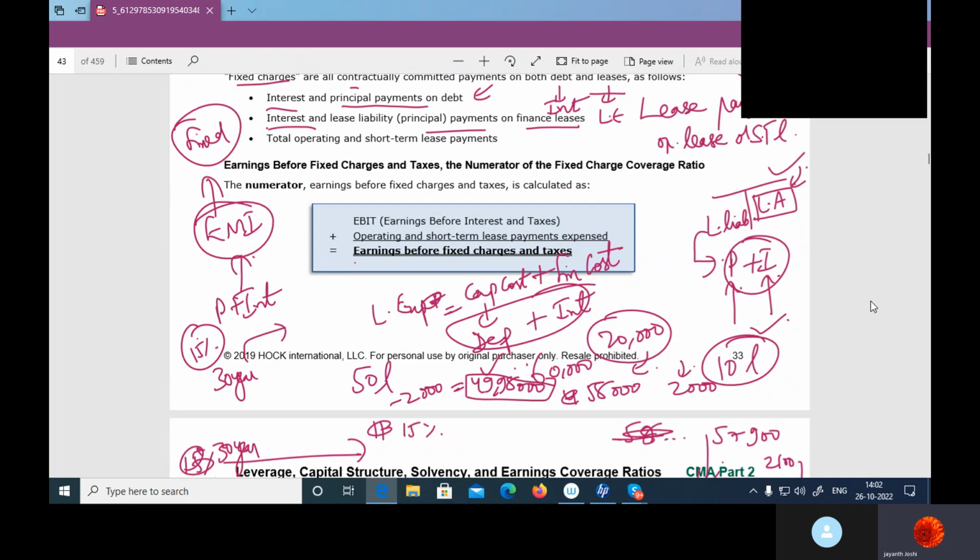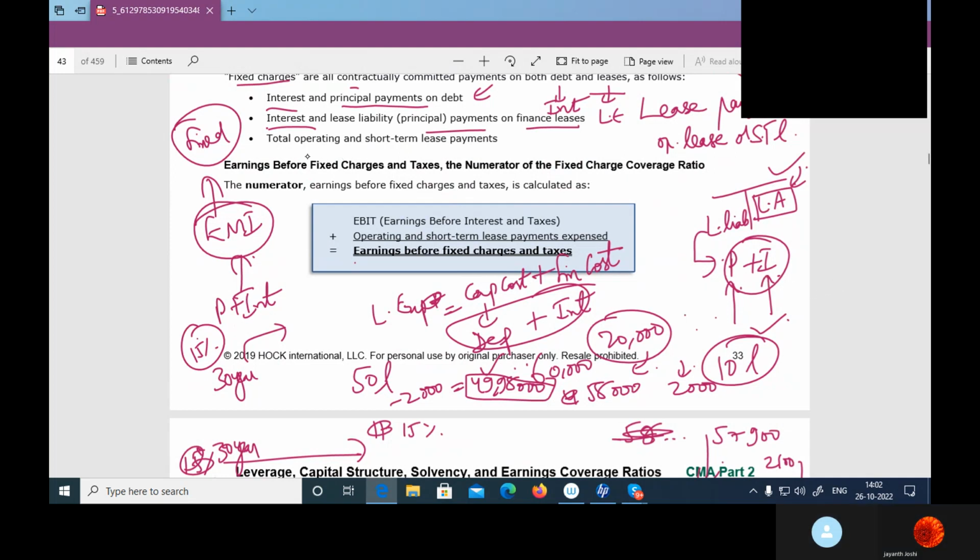Okay. If you want more clarity on this, types of leases, what is a lease, how many types of leases are there, what is an operating lease, what is a finance lease, what is a short-term lease, all the details are given. If you want more details, I can send you. You can just WhatsApp me, and I can give it to you to go through.